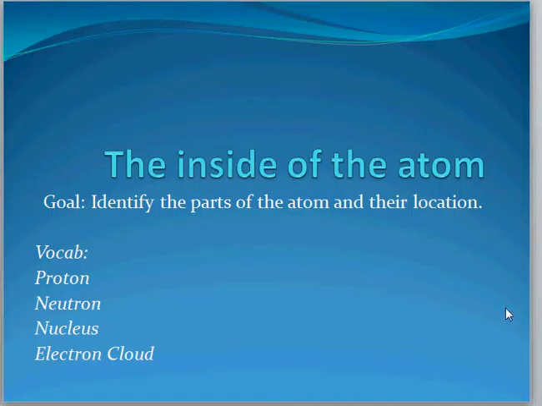All right, today we're looking at the inside of the atom. Our goal is to identify the parts of the atom and their location. Now, the parts of the atom include the proton and the neutron, which are both found inside the nucleus, and it also includes the electron, which is found inside the electron cloud.